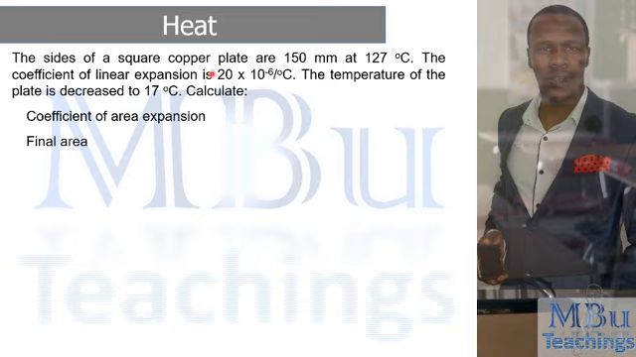The sides of a square copper plate are 150 millimeters at 127 degrees Celsius. The coefficient of linear expansion is 20 times 10 to the power negative 6. So this one is also one of the constants that are usually given in the information sheet if they give you the name of the plate. But this time they decided to tell you this coefficient of linear expansion. Otherwise, you just go and read them. Alright?